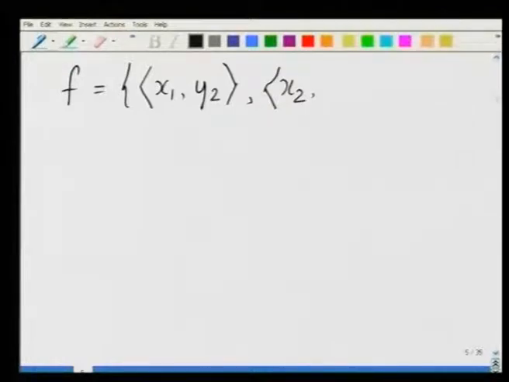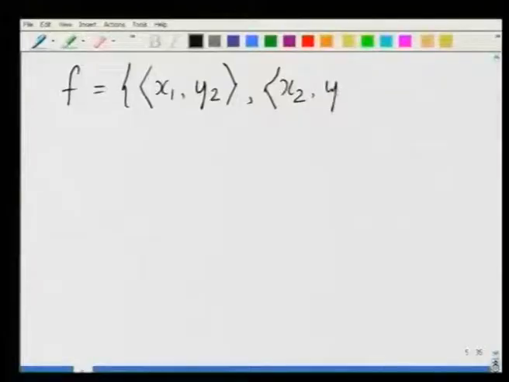Do I write y2 here? Is it legitimate to write y2? Is it legitimate to write y1? The answer is you could write either. You could write anything on the right side, as long as it is a member of Y, of course. So, I could write for example, y2, no problems. This is one possible function. Let me call this f1.